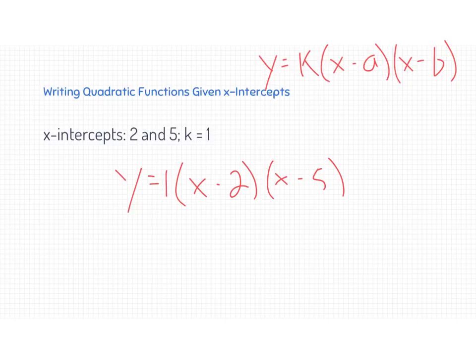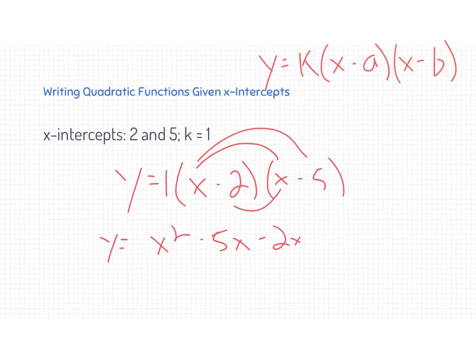If we wanted to write it in standard form, we would distribute. So I'd get y equals x squared minus 5x minus 2x plus 10. We have 1 here, which doesn't do anything for us, so we can just leave that 1 off. Combine like terms and you get y equals x squared minus 7x plus 10 in standard form.